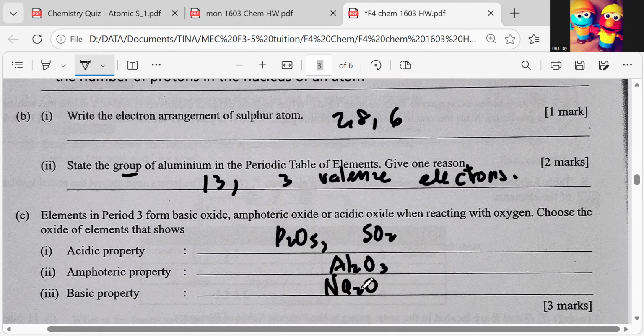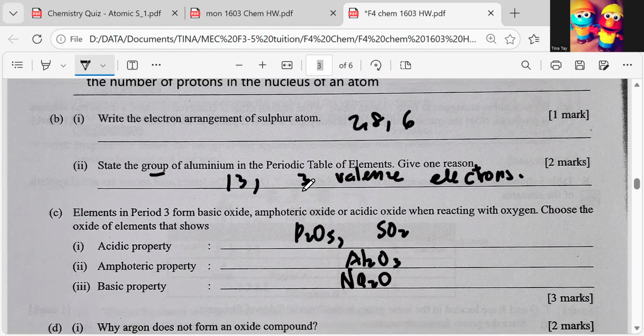Okay? Do you understand? Do you remember? Does this all look very familiar to you? Are you having flashbacks? Yeah. Okay, good. Which one? Do you know what's amphoteric or not? Can react with both acid and base.